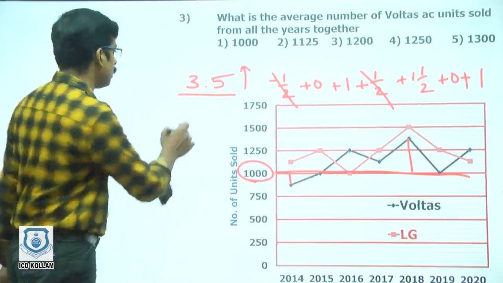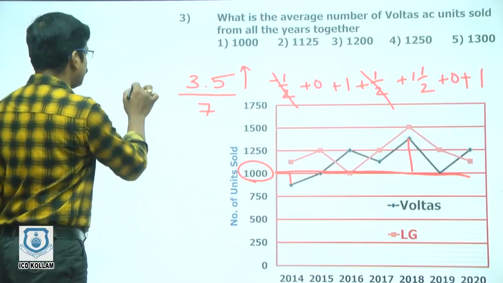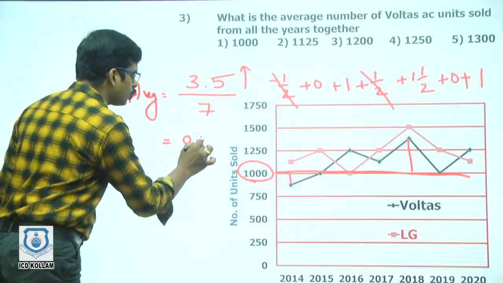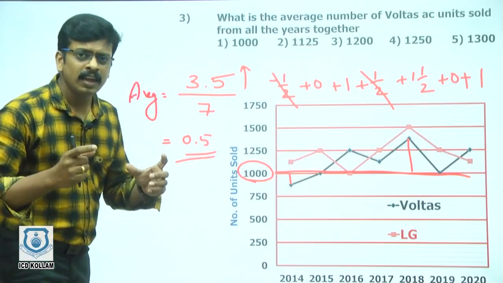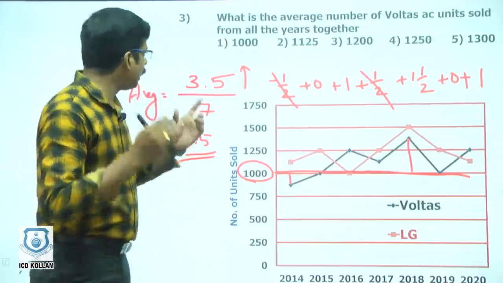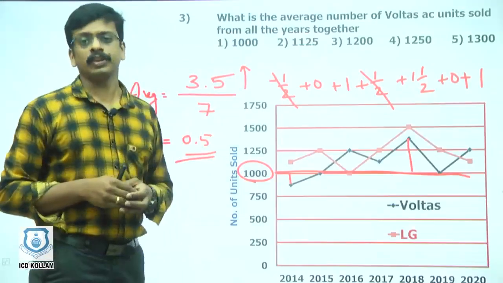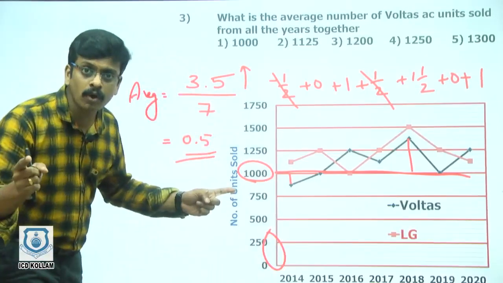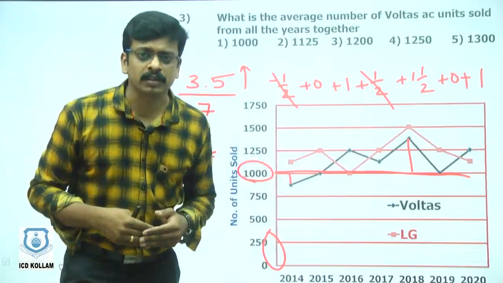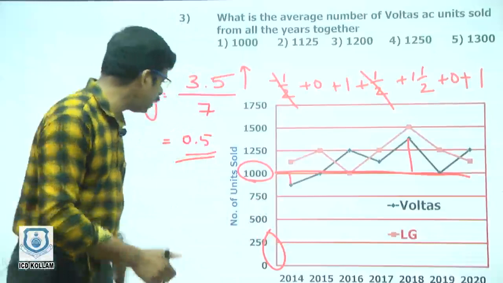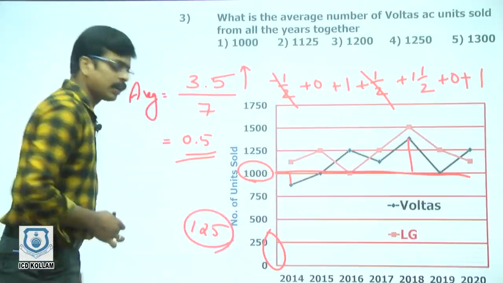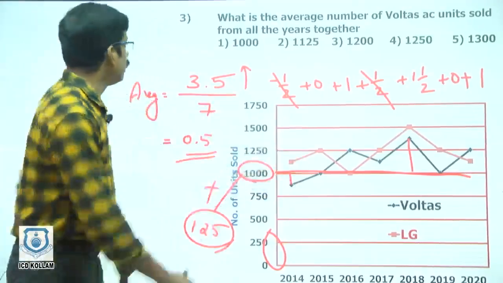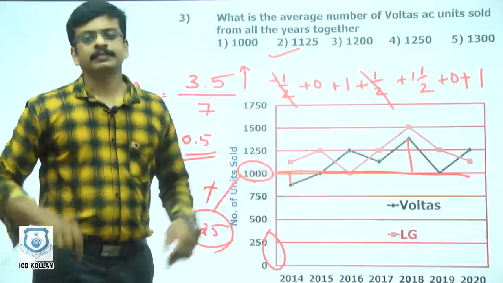So 7 divided by 7. So this is more in the average. More in the average is 3.5 by 7, which is equal to 0.5. So we can say 0.5 block more than our assumption of 1000. So 0.5 block means this is one block, 250 is one block, then definitely half of that number, half of that 250, 125, is more than our assumption of 1000. So we get the answer 1125, the second option.